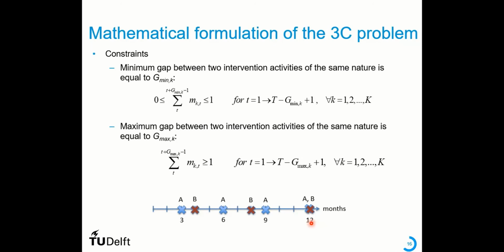And of course, we have some constraints. In our case, we have a minimum gap in time between 2 activities of the same type. Like we have A and A, we have a minimum gap here. We cannot implement A just directly after a previous A. So we have to have a minimum gap, and also we have to have a maximum gap. So we cannot wait a lot until we implement the next intervention activity.